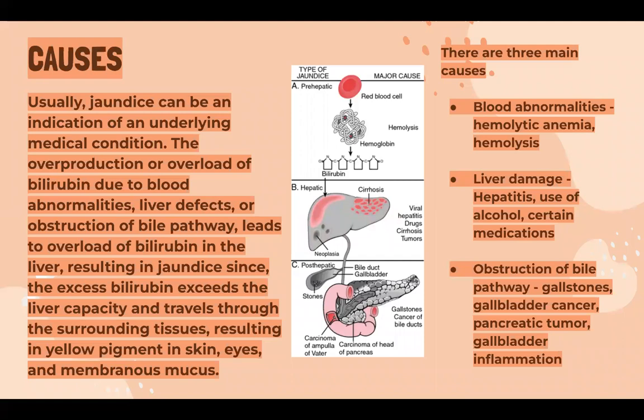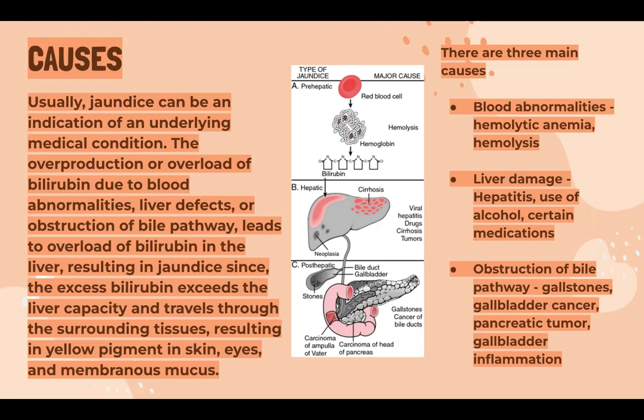So, what are the causes of jaundice? Usually, jaundice can be an indication of an underlying medical condition. The overproduction or overload of bilirubin due to blood abnormalities, liver defects, or obstruction of bile pathways can exceed the capacity of the liver, which can lead to the bilirubin traveling to the surrounding tissues, resulting in yellow pigment in skin, eyes, and mucous membranes.